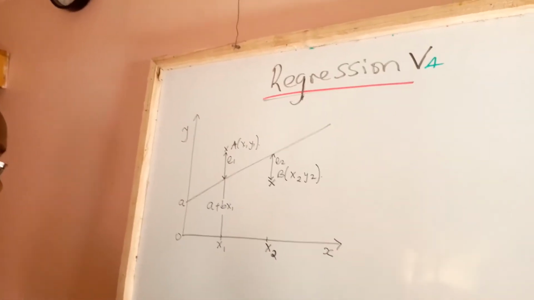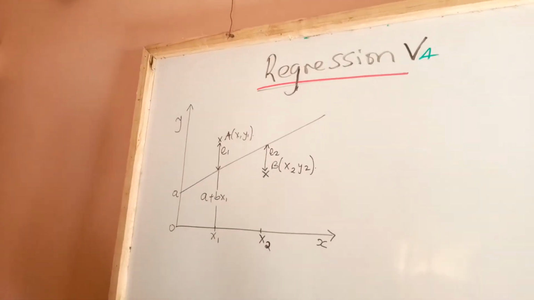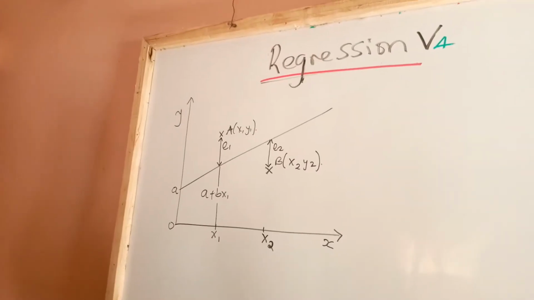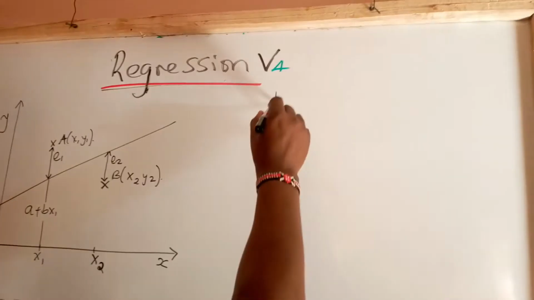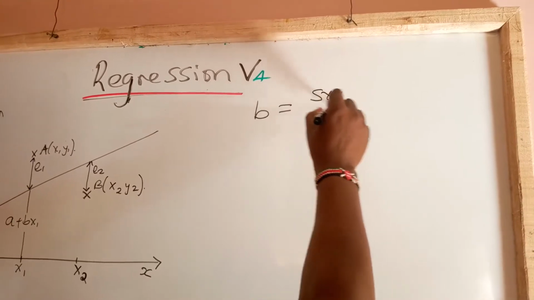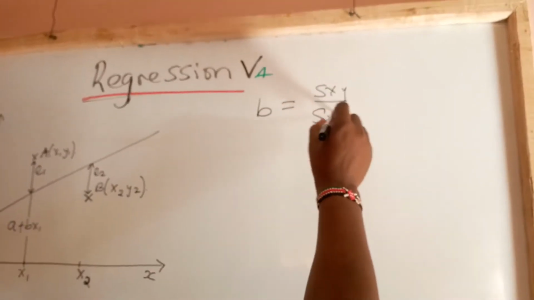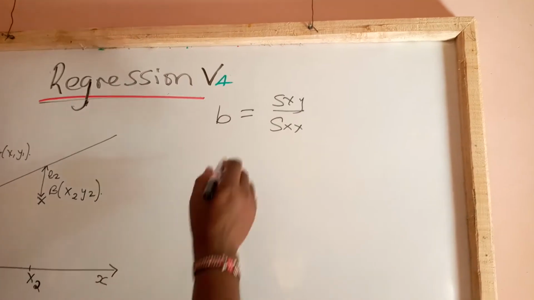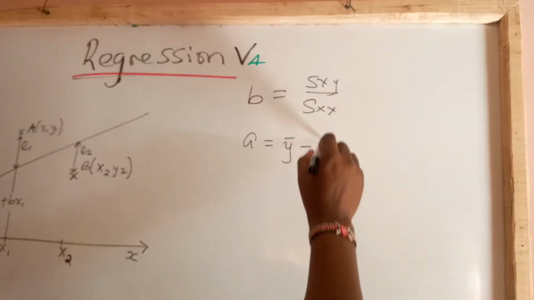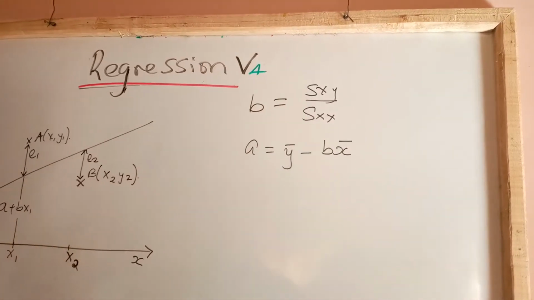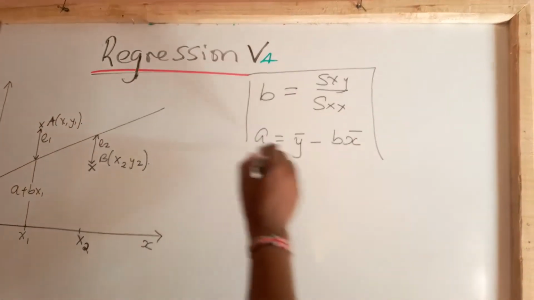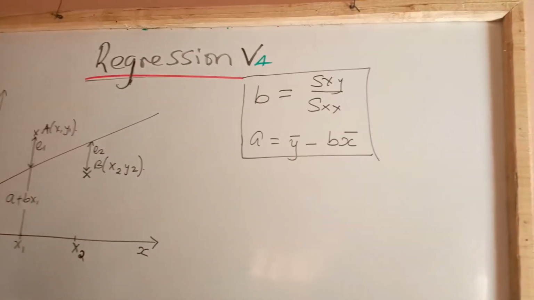The values of a and b that make the sum of the squares of the residues a minimum can be calculated using the formula. b is given by Sxy over Sxx, and a is given by the mean of y minus b multiplied by the mean of x. This is very important. We are going to use it moving forward.